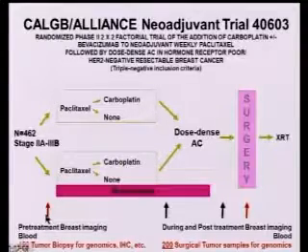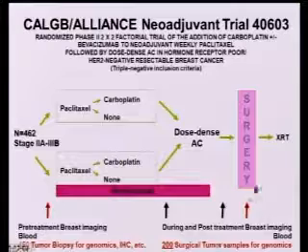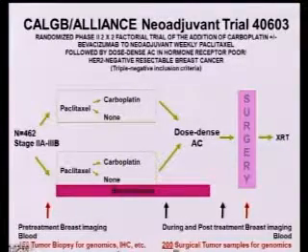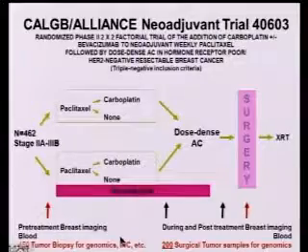But we also, of course, as a neoadjuvant study, took pre-treatment biopsies, and if there was residual disease, we have the post-treatment specimen, and we will hopefully report some of the genomic correlates at San Antonio as well.